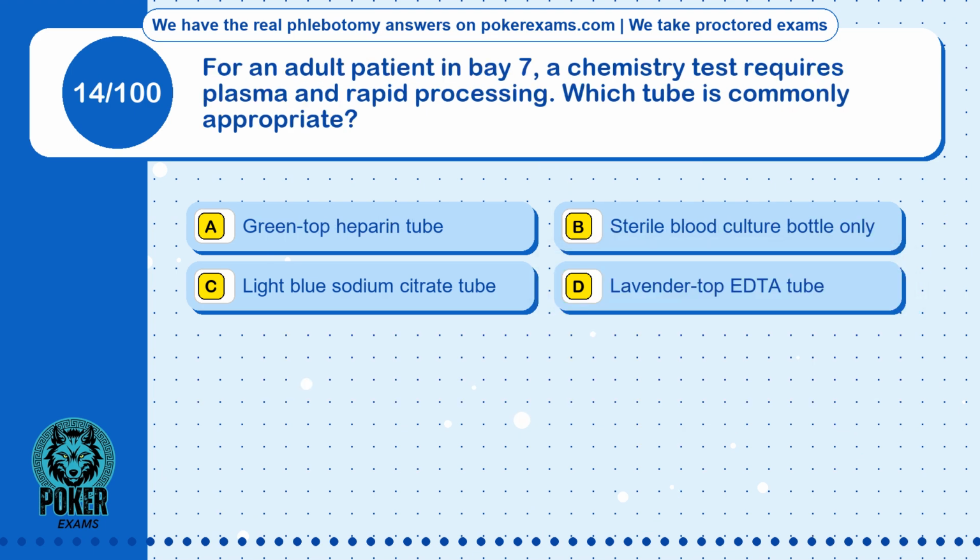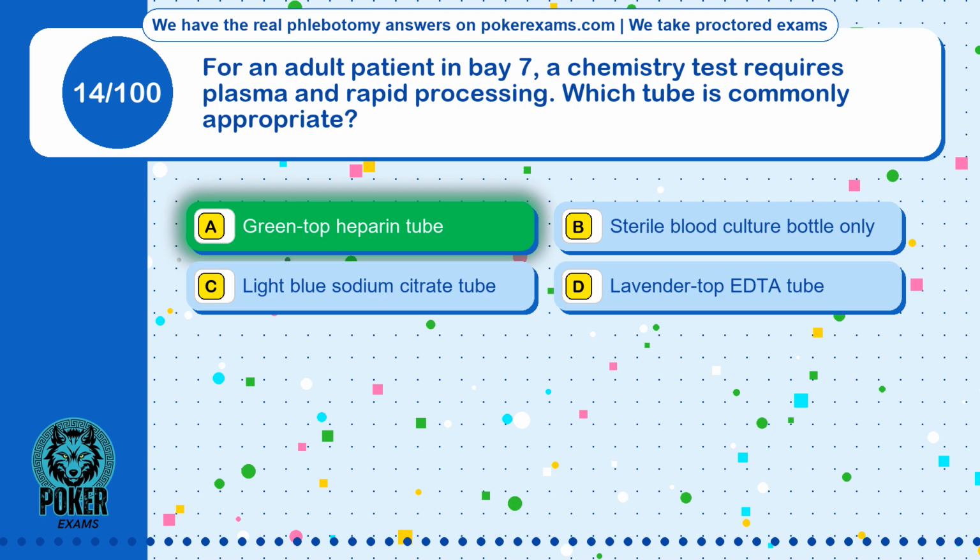Question 14. For an adult patient in Bay 7, a chemistry test requires plasma and rapid processing. Which tube is commonly appropriate? Option A, green top heparin tube. Option B, sterile blood culture bottle only. Option C, light blue sodium citrate tube. Option D, lavender top EDTA tube.